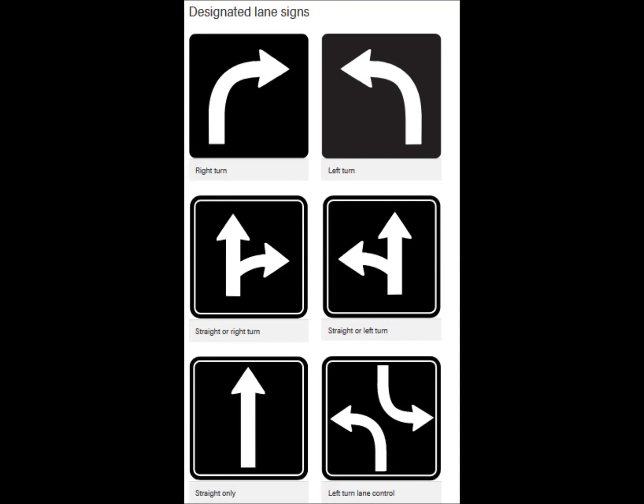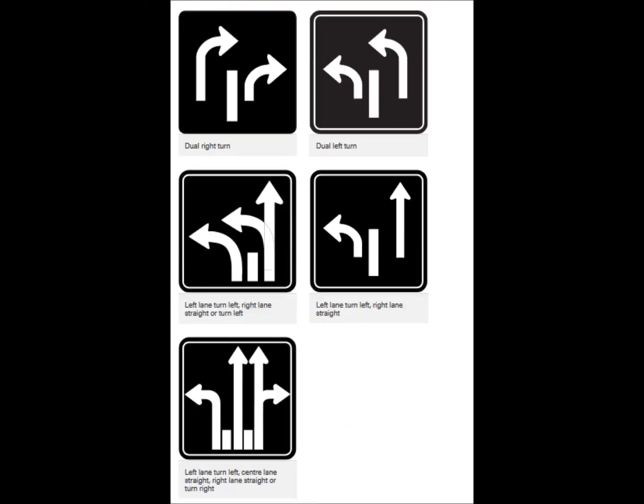Dual right turn. Image description. A black rectangle with two white arrows going straight and turning to the right, with a dividing rectangle in between. Dual left turn. A black rectangle with two white arrows going straight and then turning left, with a white rectangle in between. Left lane, turn left.